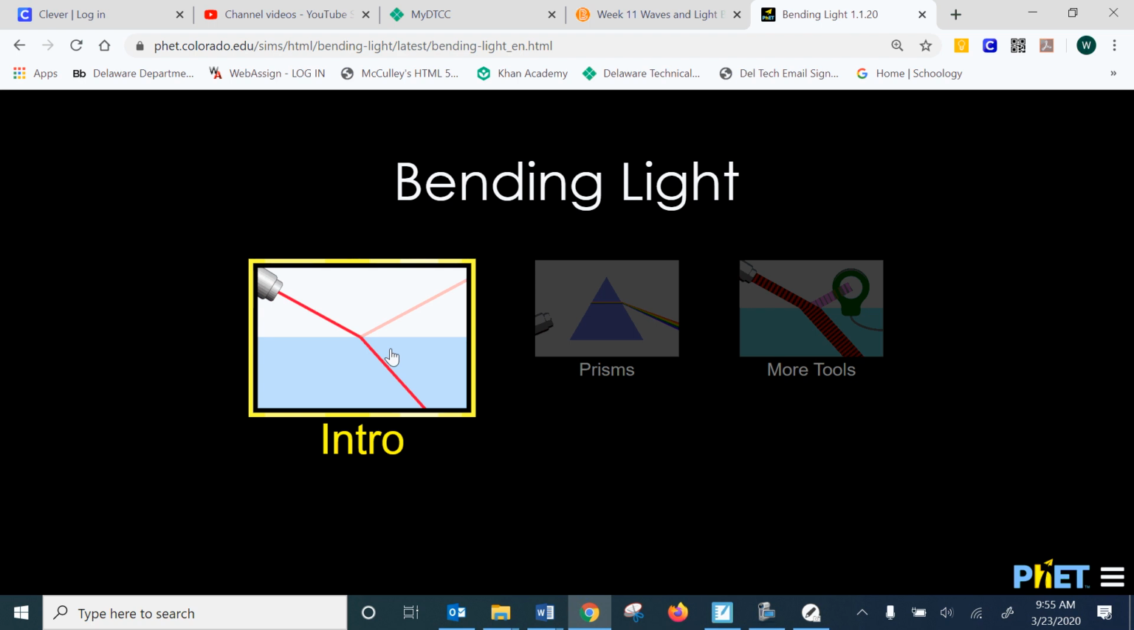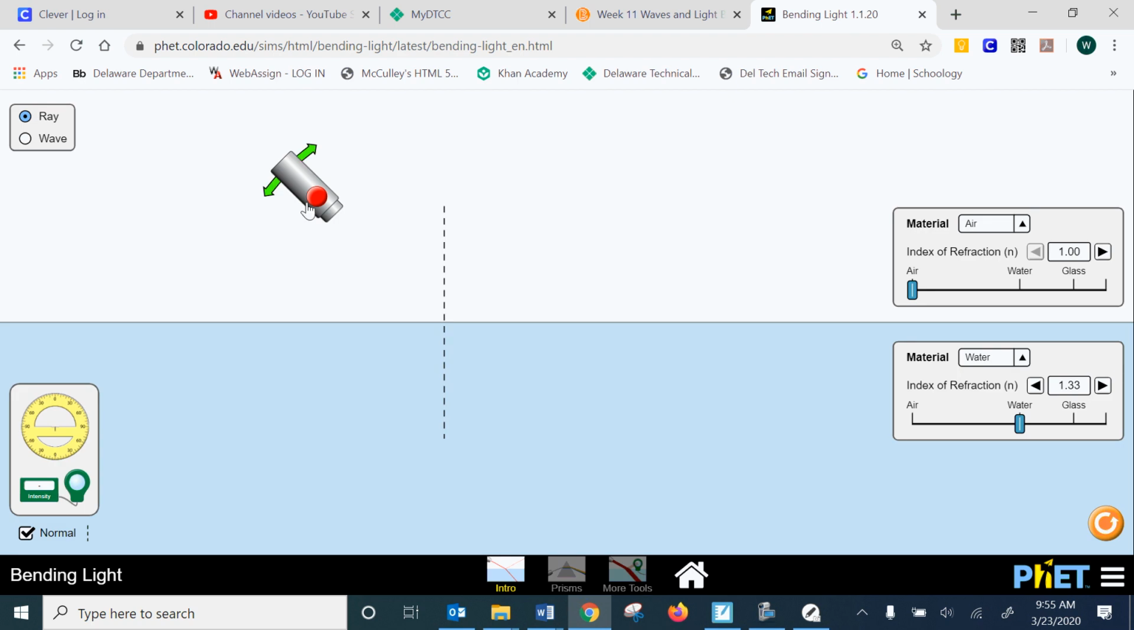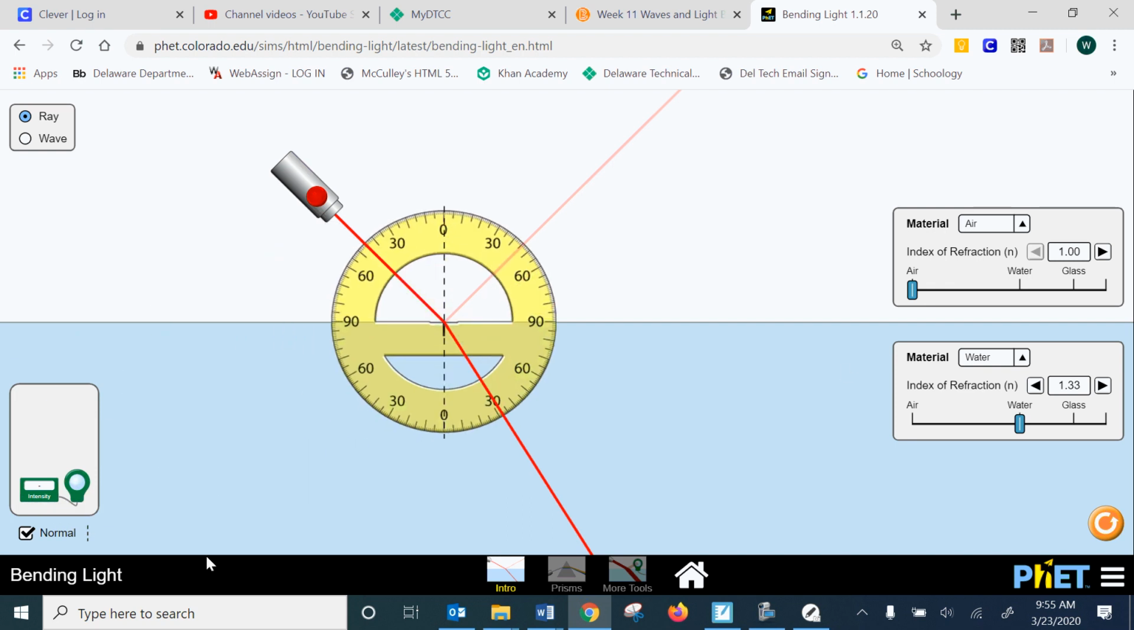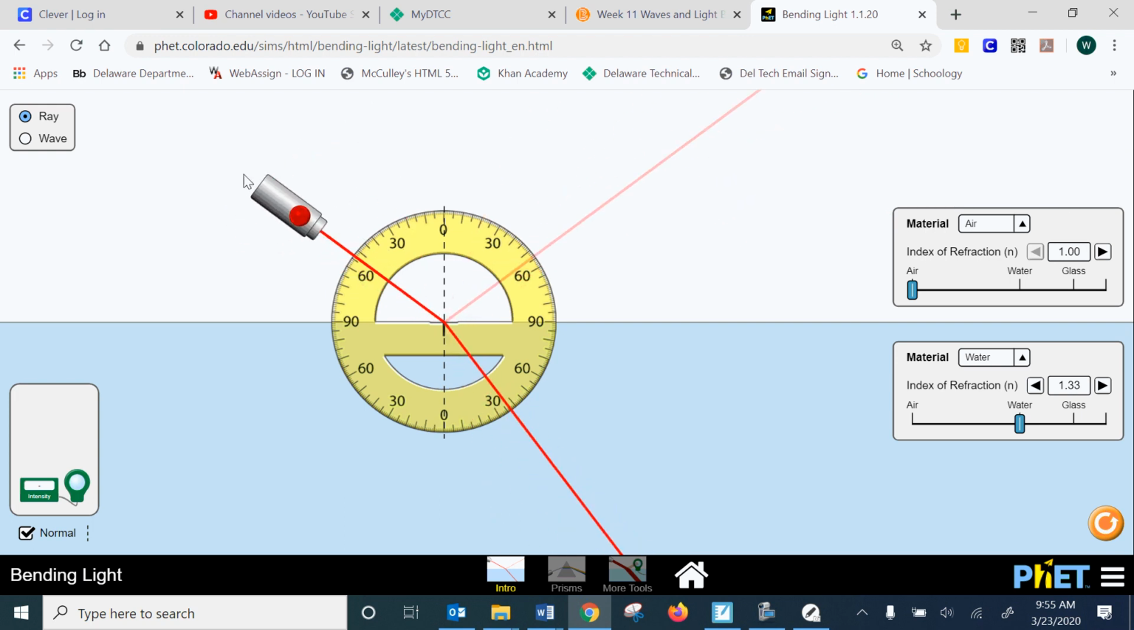You can play around with other things if you like with prisms, but you're going to click on the light to turn it on. You're going to put the protractor right at the normal, so there, and then you're going to just take note of these things. So again, you can move the ray of light and see how it changes the different angles of incidence and reflection and refraction, and you're going to measure those.